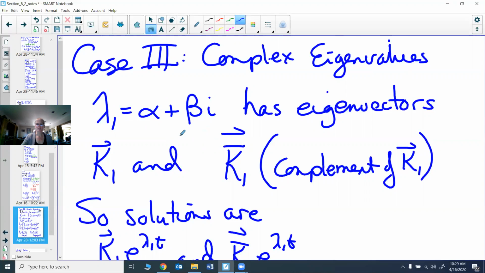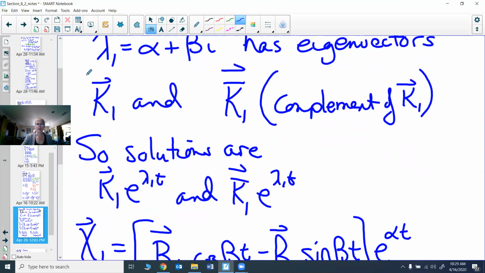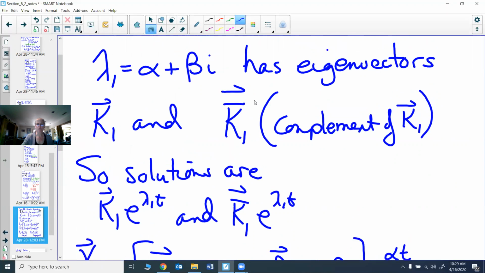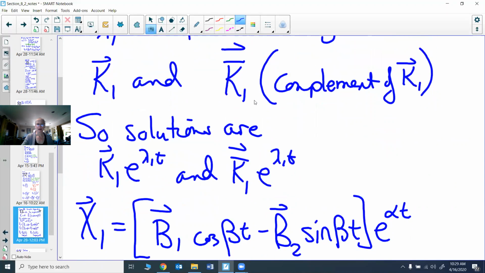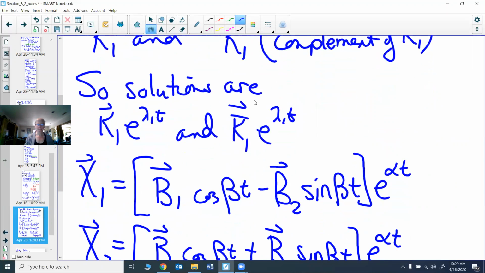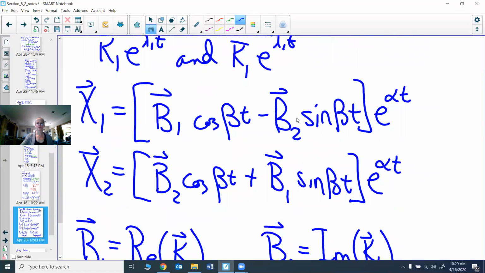And so we actually get these two eigenvectors from this one complex eigenvalue. And the solutions are k1 e to the lambda 1 t plus k2, the complement of k1, e to the lambda 1 t. And so we end up with x1 is b1 cosine of beta t minus b2 sine of beta t, e to the alpha t.